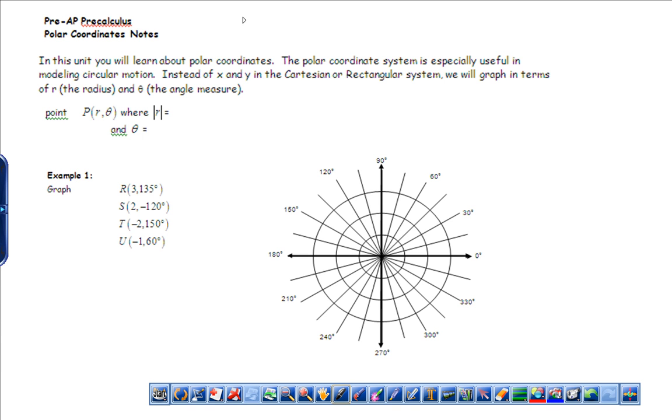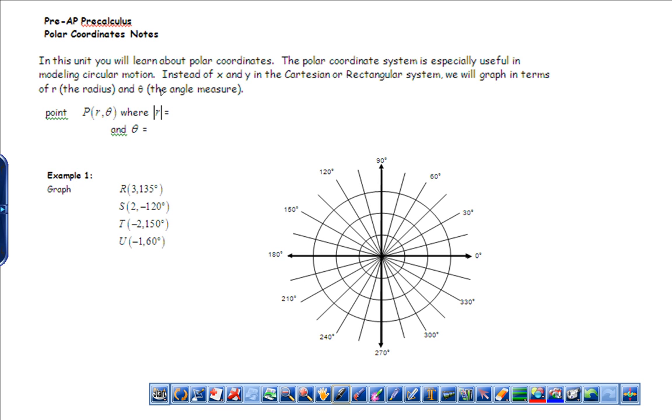Okay, this is the polar coordinate notes. In this unit, you will learn about polar coordinates. The polar coordinate system is especially useful in the modeling of circular motion. Instead of x and y in the Cartesian or rectangular system, we will graph in terms of r, which is your radius, and theta, which is your angle measure. So if I give you a point, you're going to have r comma theta.